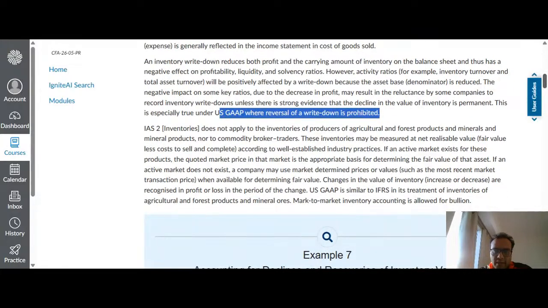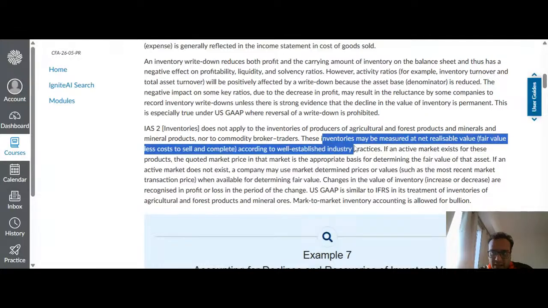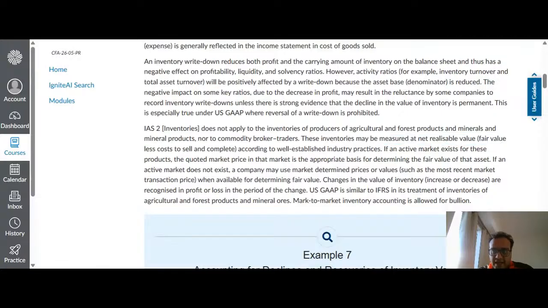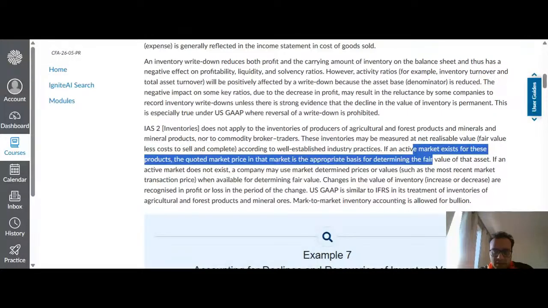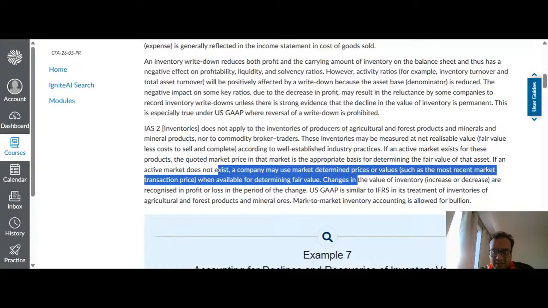IAS 2 does not apply to inventories of producers of agriculture and forest products and minerals and mineral products, nor to commodity broker-traders. These inventories may be measured at NRV according to well-established industry practice. If an active market exists for this product, the quoted price in that market is the appropriate basis for determining the fair value of the assets. If an active market does not exist, they may use market-determined prices or the most recent transaction price.